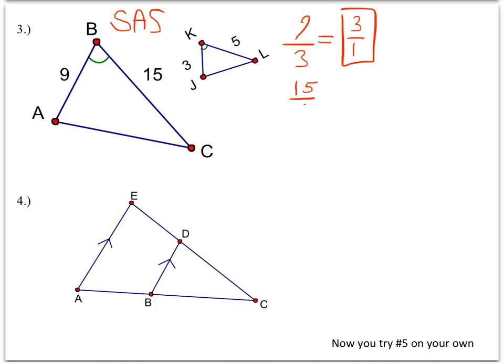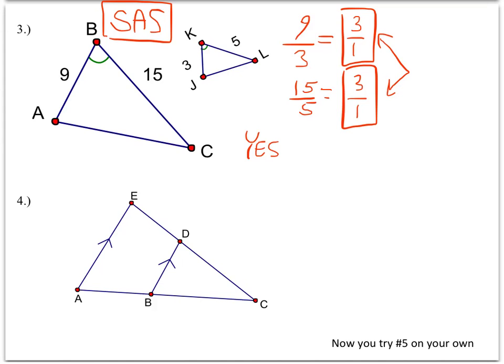15 divided by 5, again, larger over smaller in this case, I got to keep that together, is equal to, 5 is a common factor, so 5 goes into 15 3 times, 5 goes into 5 1 time, 3 over 1. They both have the common scale factor, which means we have two sides that are proportional, an angle that is congruent, so we can say that yes, these two triangles are similar by side angle side, and we can make our statement, triangle ABC is similar to triangle JKL, making sure to match up the vertices.